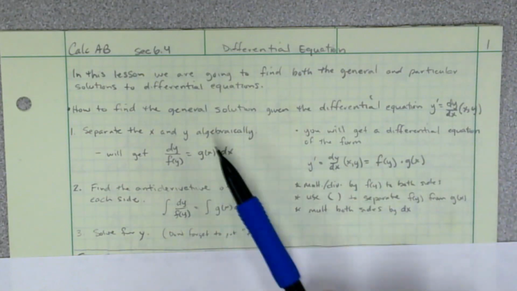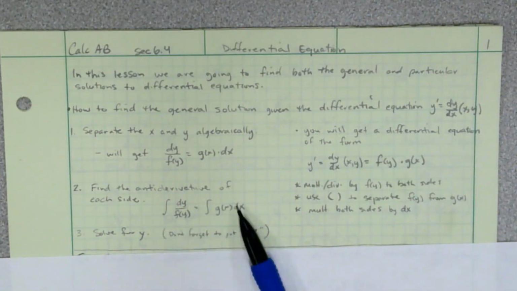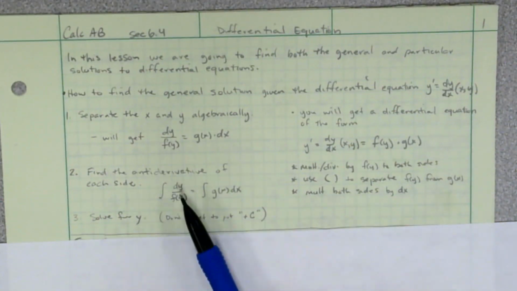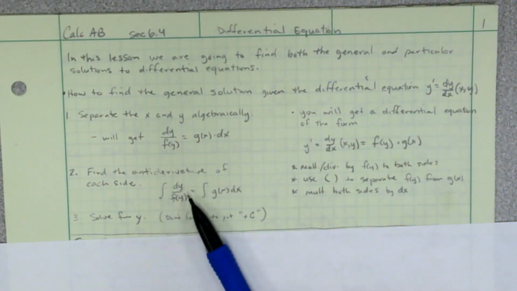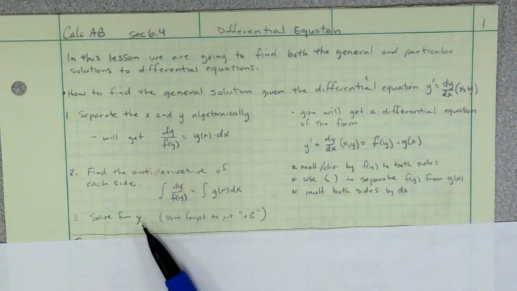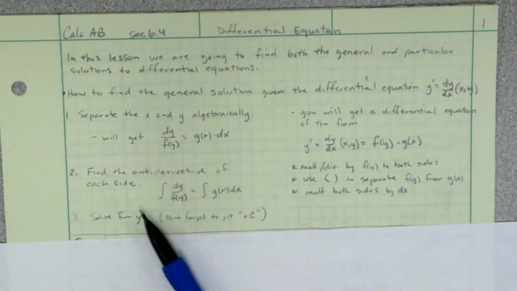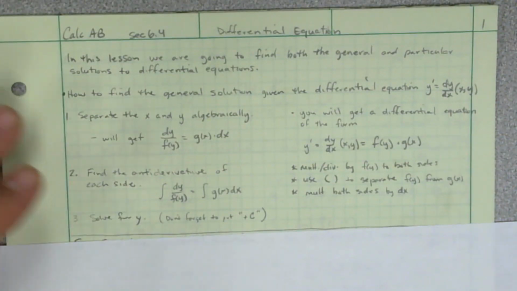Once we have that separated out, we're going to find the antiderivative of each side. Sometimes you'll have to use substitution, sometimes you'll have to use other things, so we want to make sure we have our rules down. And once I've found the antiderivative of both sides, remember, because we have no limits, don't forget to put a plus c on it. We're going to need to solve for y. So we're going to separate the variables, find the antiderivative of both sides, don't forget plus c, and solve for y. Let's look at an example and see how this works.